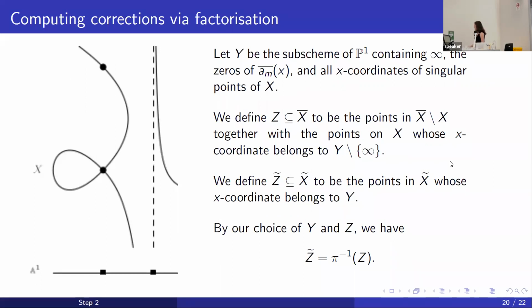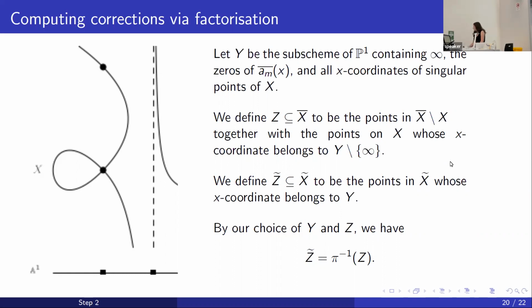The subscheme y will be a subscheme of bad points on the projective line, and it's going to contain the point at infinity, the zeros of the leading coefficient of bar f when regarded as a univariate polynomial in y, and the x coordinates of singular points of the plane curve x.